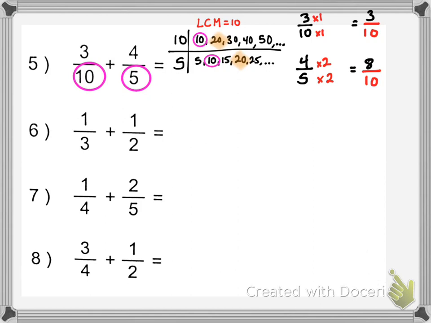Now you can see that I have my two fractions with the same denominator. In this case, it's the 10. And all I have to do is keep the denominator the same and add the two numerators. So if I put the 3 and the 8 together, that's going to give me 11. So I have 11 and the denominator stays the same. So 11/10 is my answer for number 5.